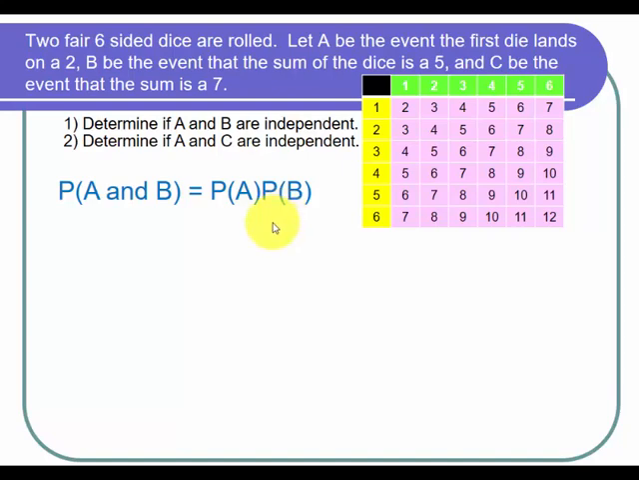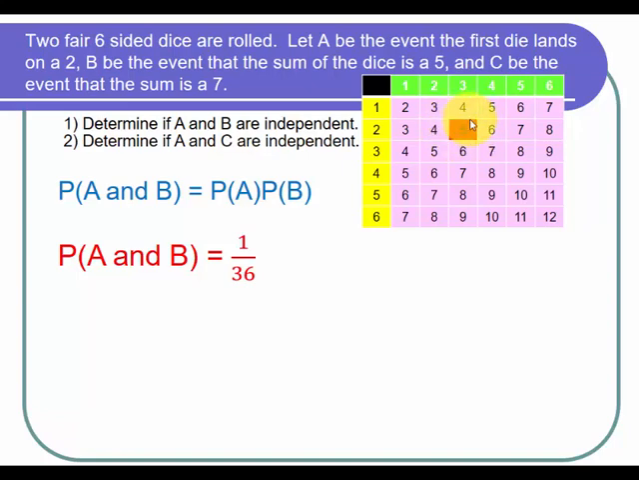So let's calculate. We want to calculate first the probability of A and B. A is the event the first die lands on a 2, and B is the event that the sum of the dice is a 5. Well, for the first die to land on a 2 and the sum to be a 5, that must have meant you got a 2 and a 3. There's only one way of doing that.